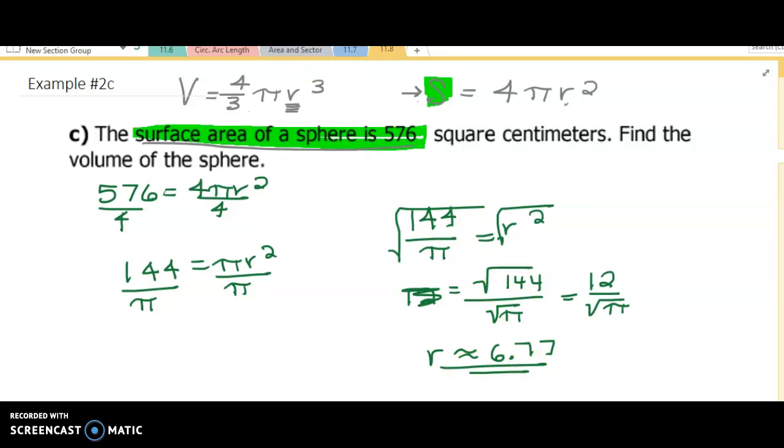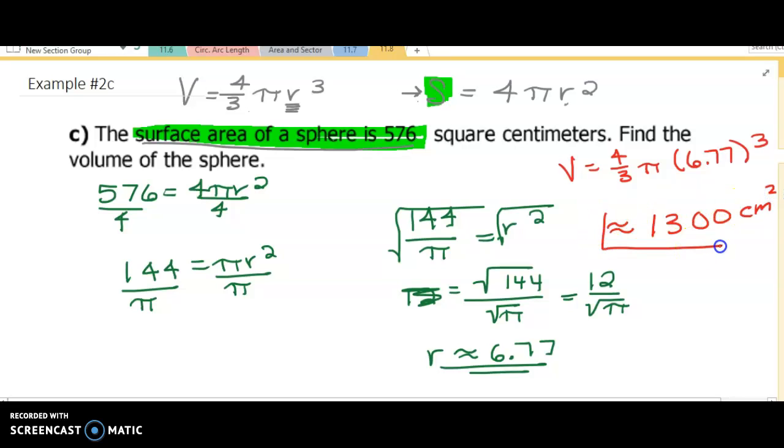Okay, so now that I know the radius, I can plug it into the volume formula. 4/3 pi, 6.77 cubed. When I plug that into my calculator, I get very close. I'm going to go ahead and round this up a little bit to 1,300. And that is centimeters cubed because it's talking about volume.